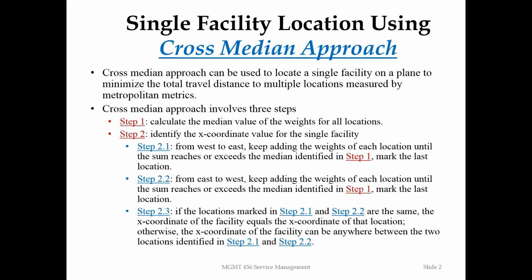So first of all, let's look at the cross-median approach. The cross-median approach can be used to locate a single facility on a plane to minimize the total travel distance to serve multiple locations. So when you have multiple customer areas, for example, multiple communities or multiple cities, you want to build a single facility to serve them. How do you choose the best location? We want to choose a location to minimize the total travel distance for all the people who live in these areas. Here, to simplify things, we measure distance by Manhattan metric.